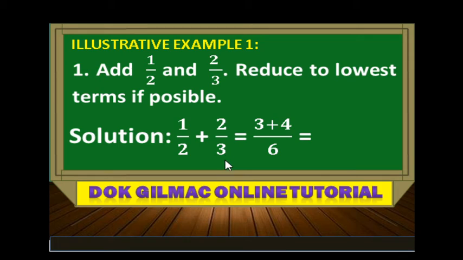1/2 plus 2/3 have an LCD of 6. Then, after getting the LCD, we divide 6 by 2. So that is just equal to 3 times 1. So we have 3. Plus 6 divided by 3 is 2 times 2. We have 4. So that is just equal to 3 plus 4 all over 6, or 7/6. Or that is simply equal to 1 and 1/6.